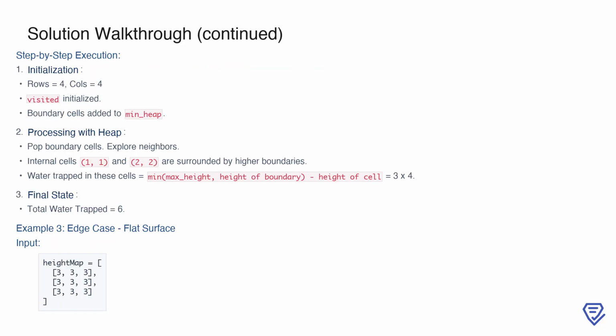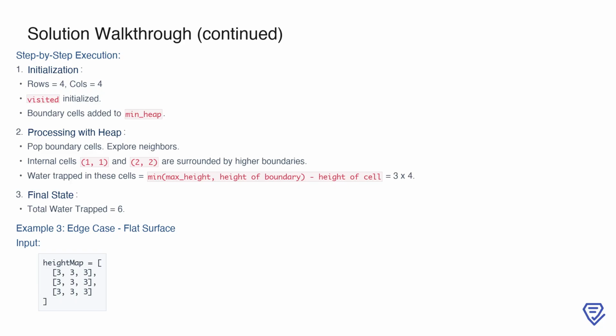For a larger 4x4 grid, the process is similar. We initialize the rows, columns, and the visited matrix, and add all boundary cells to the min heap. As we process the heap, we explore the neighbors of each boundary cell. Here, the internal cells (1, 1) and (2, 2) are completely surrounded by higher boundary cells. To calculate the water trapped in these internal cells, we use the formula min(max_height, boundary height) minus cell height.